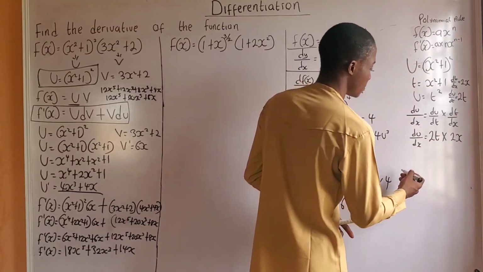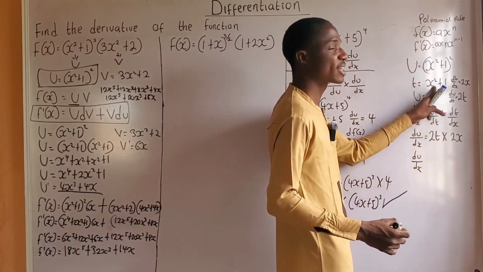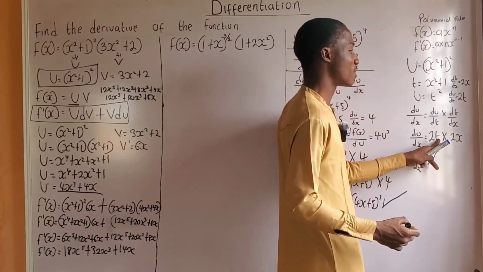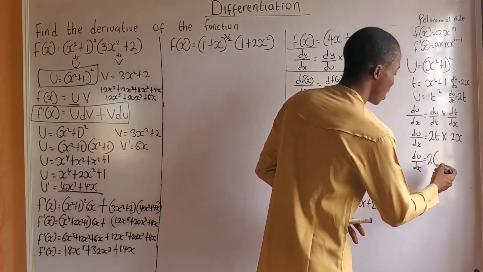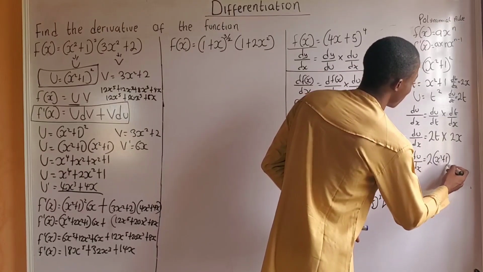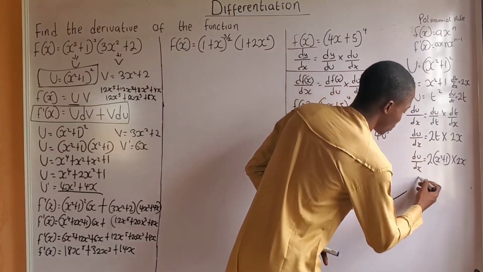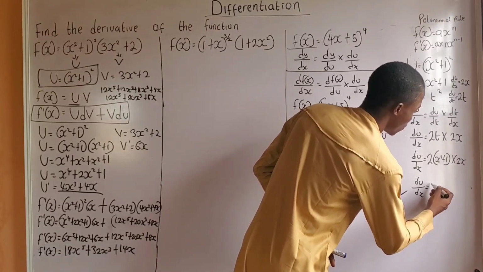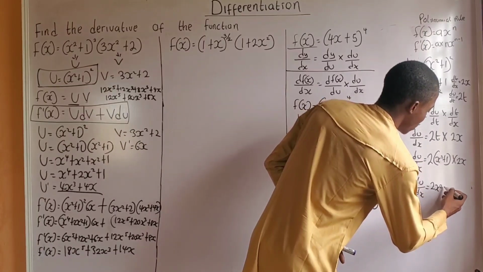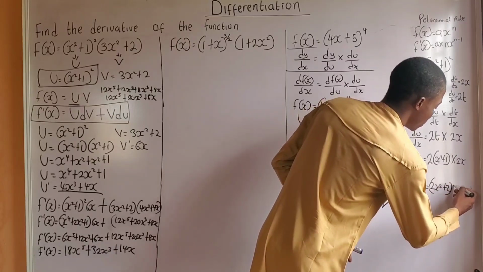Now, please pay attention. Don't forget that t is what? x squared plus 1. So I'm going to have 2 multiplied by, instead of t, I replace t with x squared plus 1. So I'm going to have (x squared plus 1) multiplied by 2x, right? So du over dx is equal to 2 times x squared, that is 2x squared, 2 times plus 1, that is plus 2, multiplied by 2x.